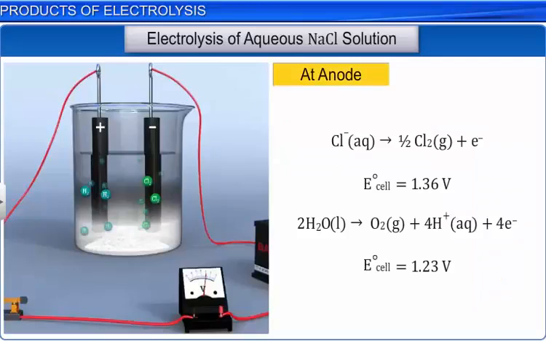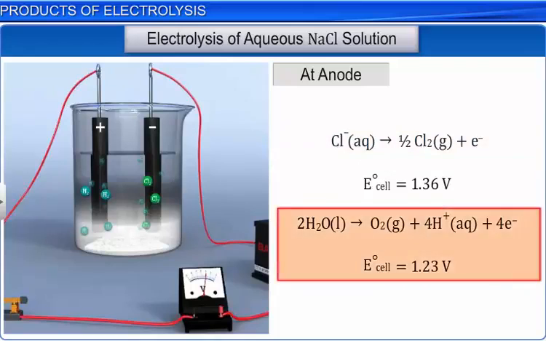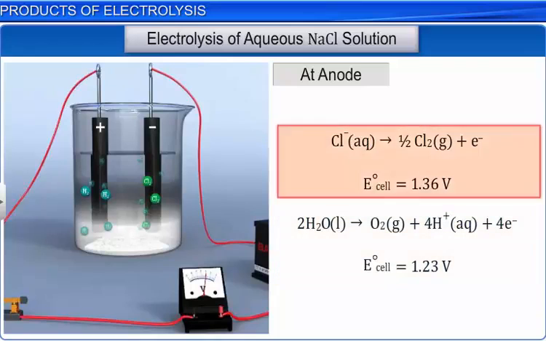At the anode, too, there are two substances that can be oxidized: chloride ions and water molecules. At first glance, it would seem easier for water to get oxidized than chloride ions, since the electrode potential of water is lower than that of chloride ions.